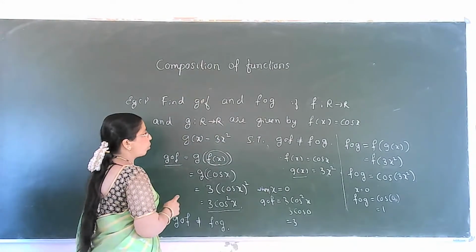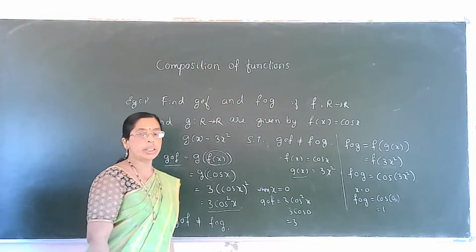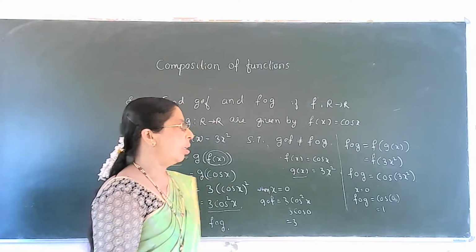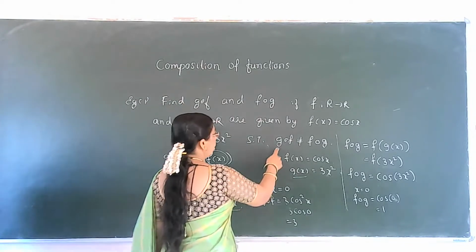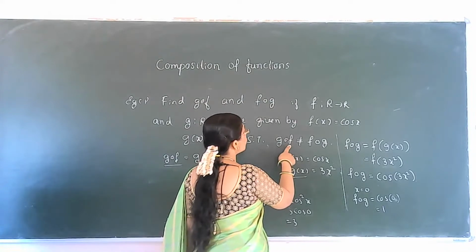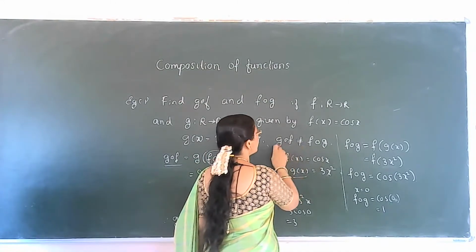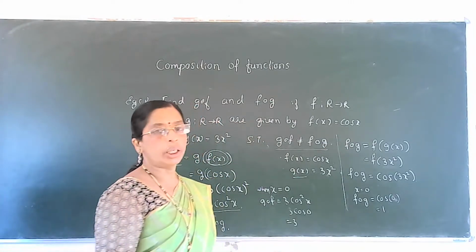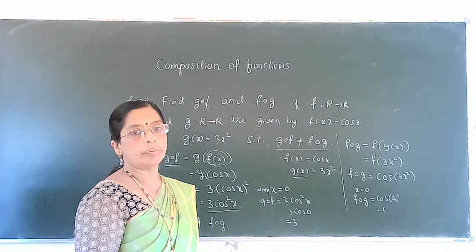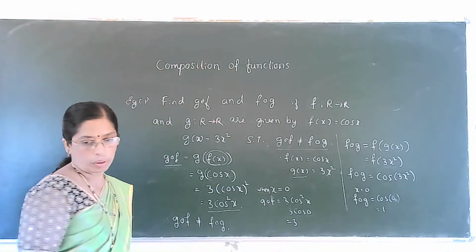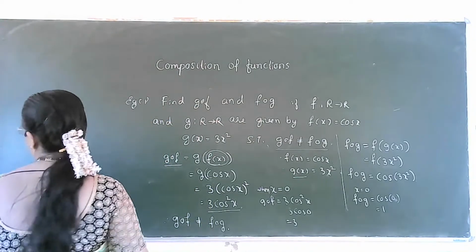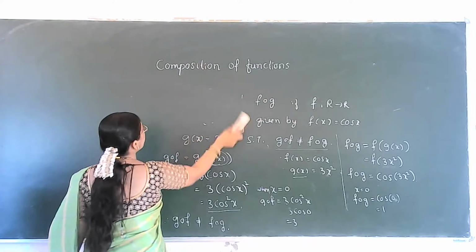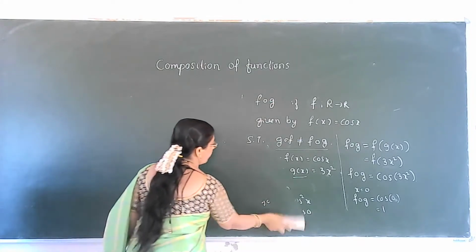If it is a 2-mark question, find g composition of f and f composition of g. If it is also given to show that g composition of f is not equal to f composition of g, then it's a 3-mark question. There are 3 questions in the exercise. You practice these 3 problems. Another one I will solve here.